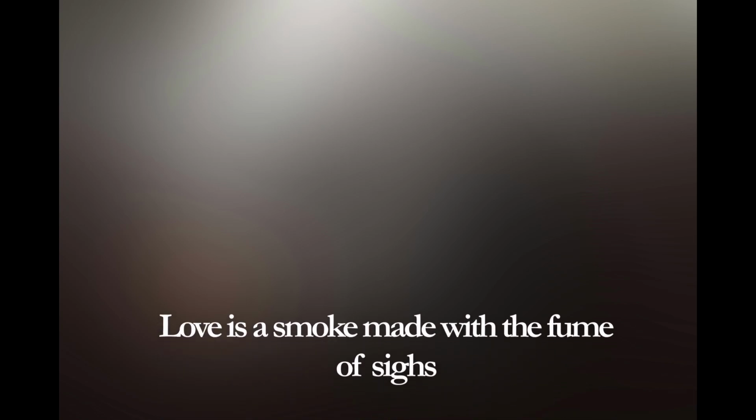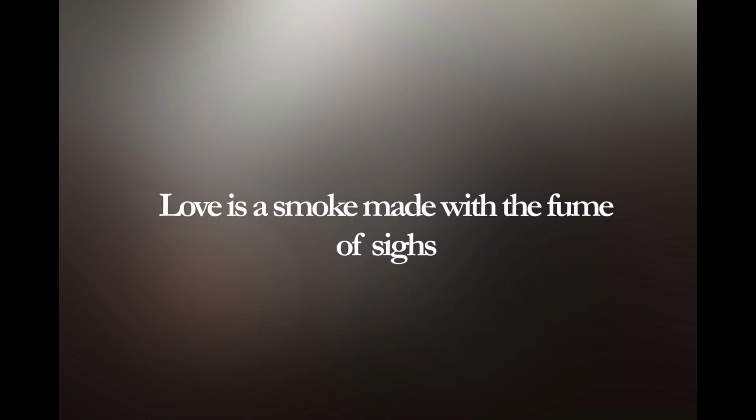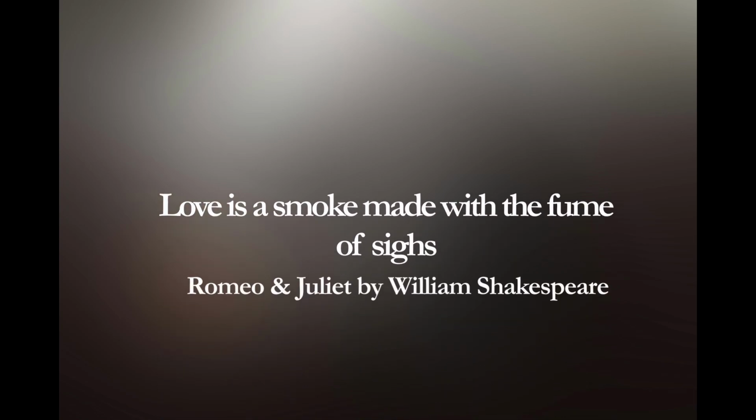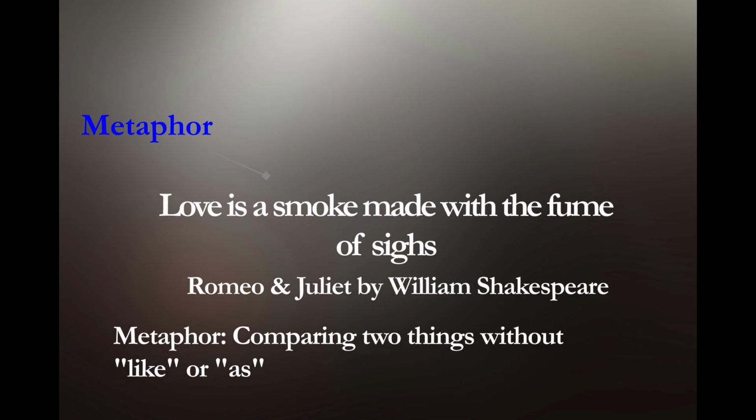Our first practice problem comes from Romeo and Juliet by William Shakespeare. "Love is a smoke made with the fume of sighs." I'll now point out what the authorial choice is. The authorial choice here is a metaphor. Love is being compared to a smoke, but there's a second authorial choice as well.